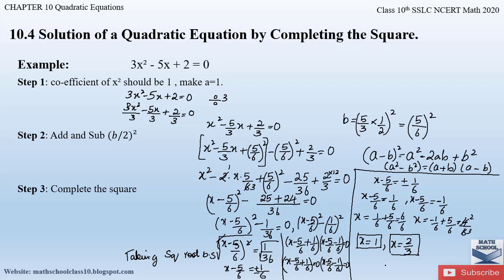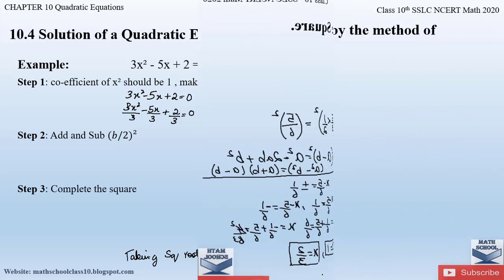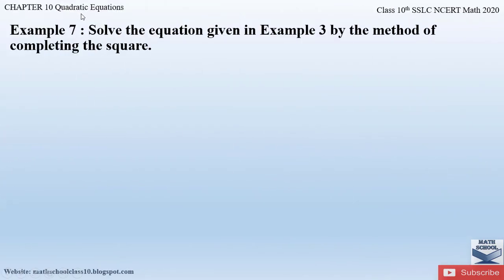Find the roots by the method of completing the square. Example number 7 from chapter 10, quadratic equations, says: solve the equation given in example 3 by the method of completing the square. So in example 3 we got this equation, that is 2x square minus 5x plus 3 is equal to 0. For this quadratic equation, we have to find the roots by using the method of completing the square. Let us follow the steps.